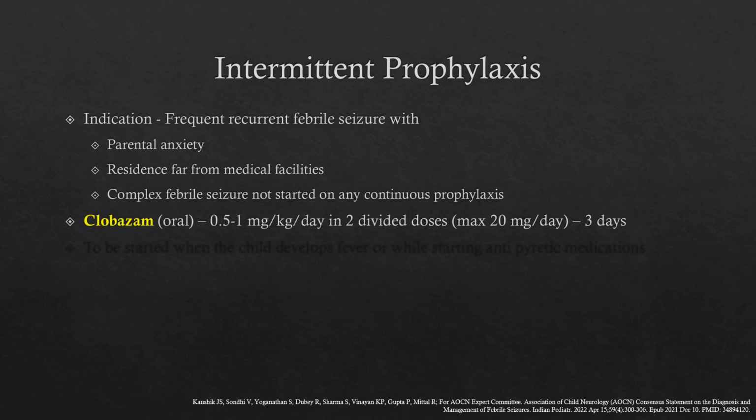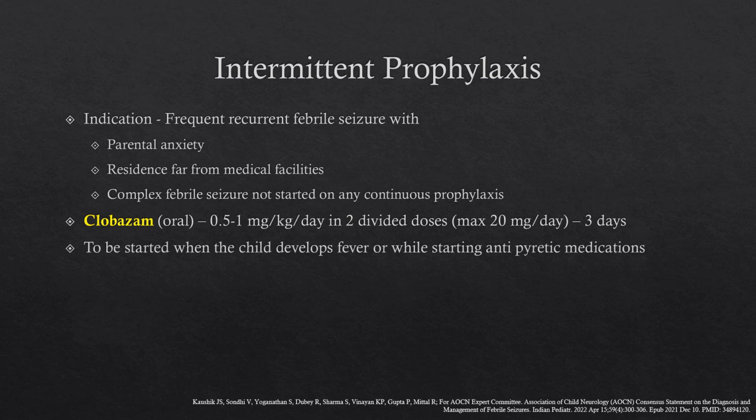So what is the drug? The drug is oral clobazam. The dose is 0.5 to 1 milligram per kilo per day in two divided doses. Maximum is 20 milligram per day, for 3 days, and it has to be started when the child develops fever or while starting antipyretic medications.